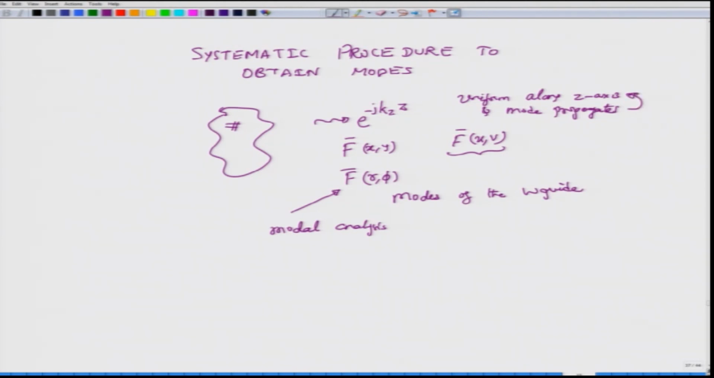Okay. So, what is the systematic procedure? Well, the procedure seems to be quite straightforward, not really complicated, but of course, the actual calculations may become tedious and complicated if you allow for very general cross sections to consider. Okay.